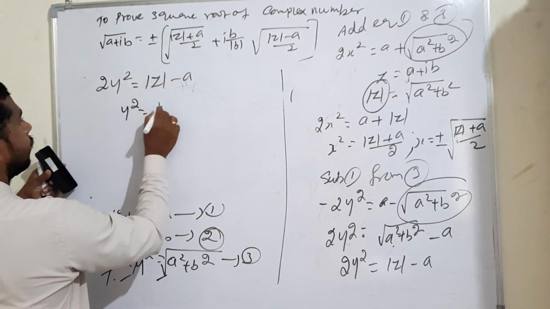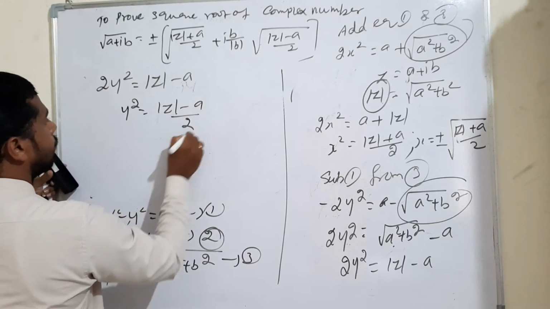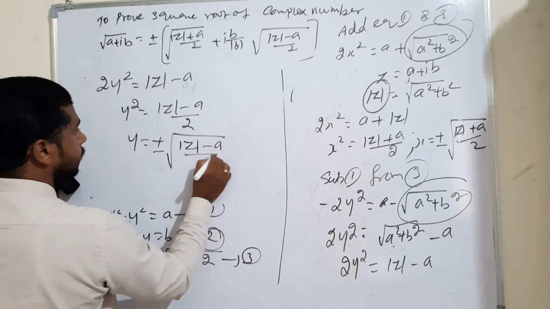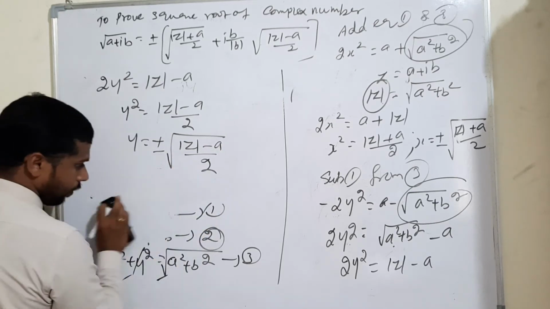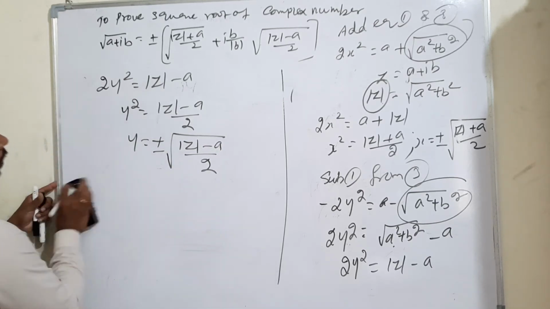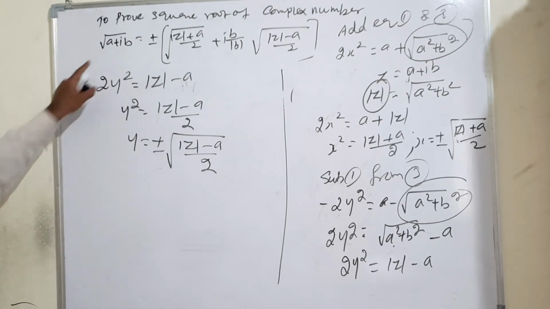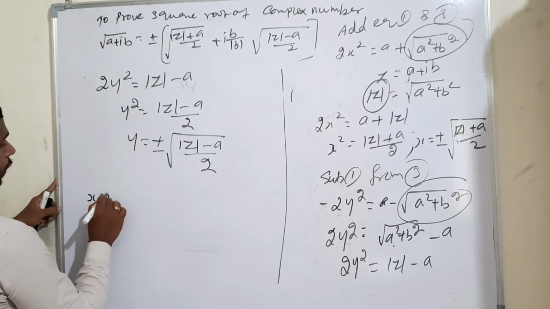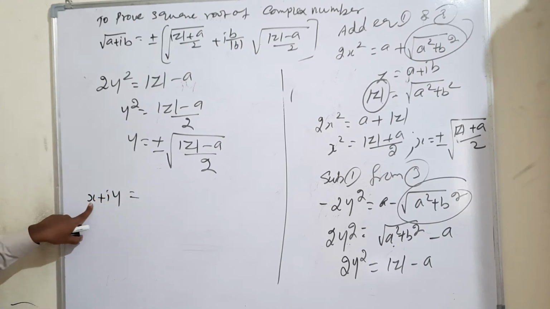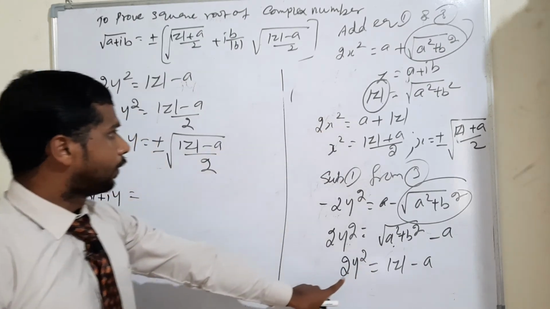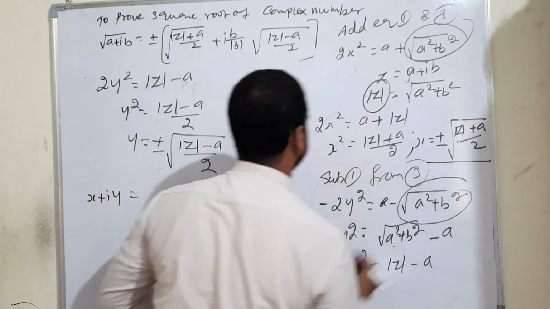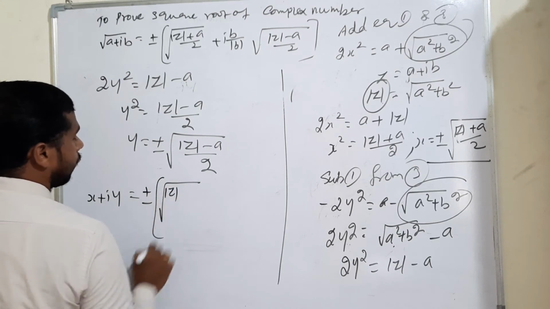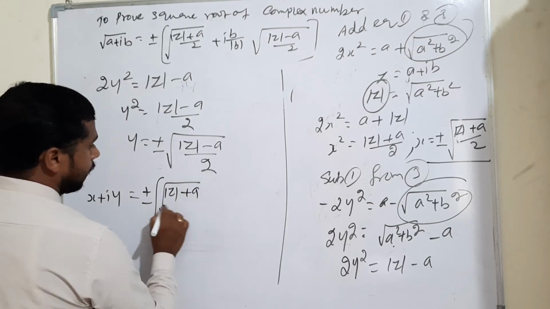So y square is equal to modulus of z minus a by 2. Therefore y is equal to plus or minus square root of modulus of z minus a by 2. Now what I have taken is the square root of a plus ib in x plus iy form, isn't it? So x plus iy form means x is equal to what we found? x is equal to plus or minus, isn't it? So plus or minus taken common outside means square root of modulus of z plus a by 2.